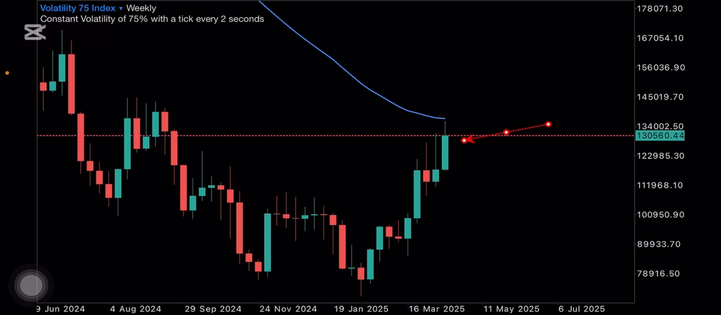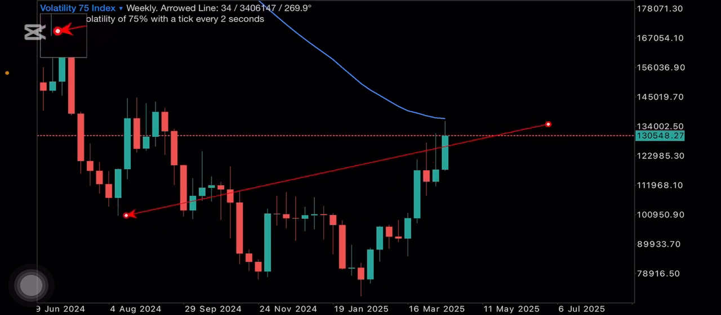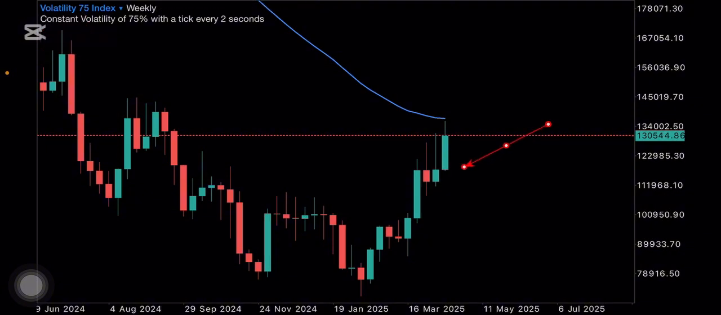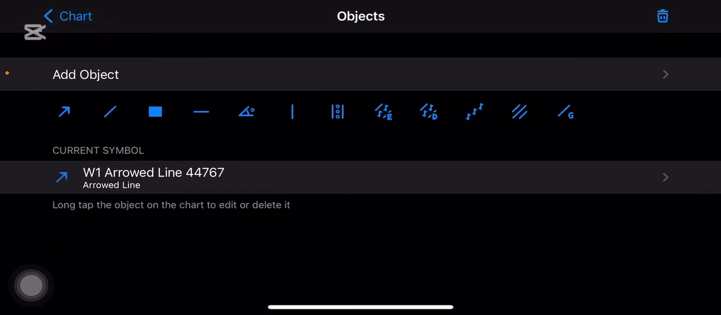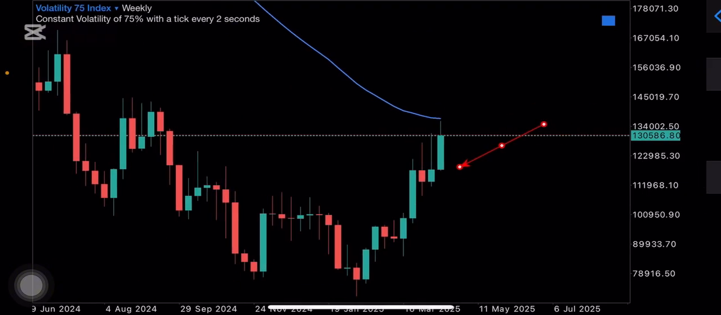So another thing you should know is that you should also pay attention to areas that have had multiple rejections. Okay, for instance, here we've had this rejection, and rejection. So areas of multiple rejections have more efficiency. All right. Now, there are two tools you can use to mark your key levels.